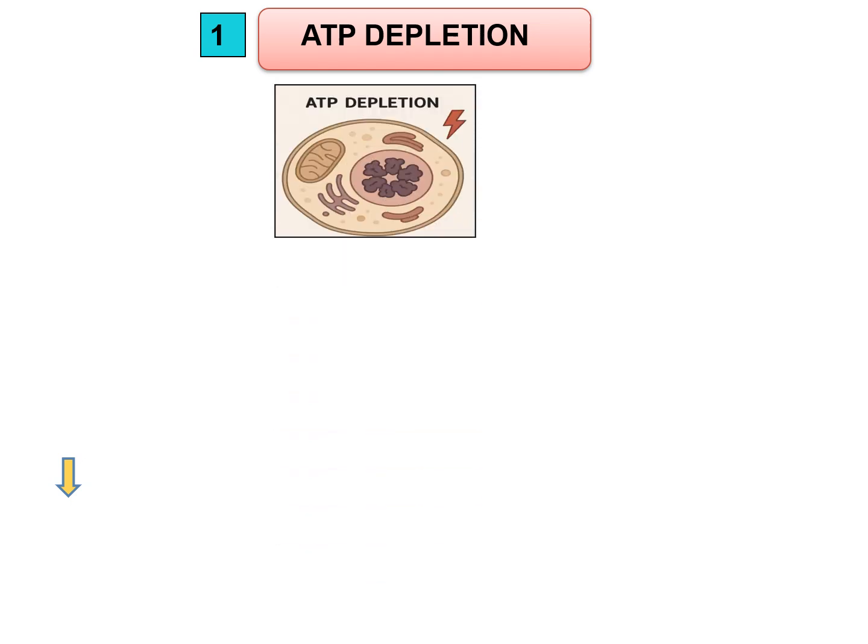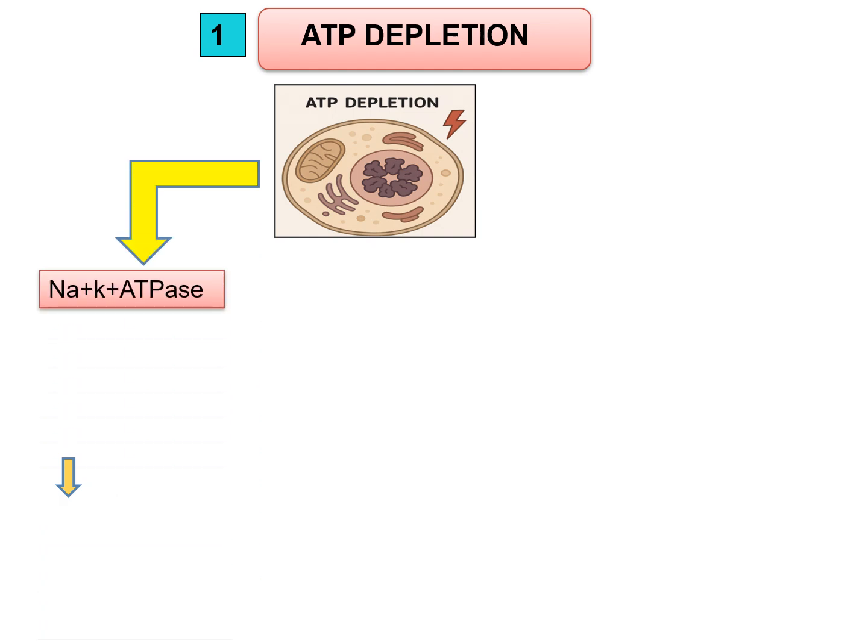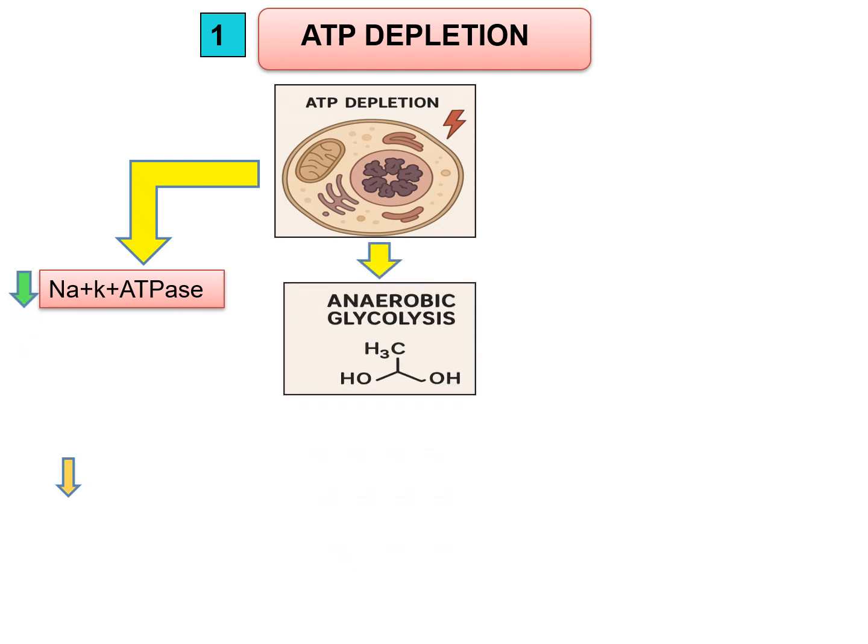First and important mechanism of cell injury is ATP depletion. Normally with ATP depletion, what happens is there is decreased sodium potassium ATPase activity. I will tell you about this in detail in the next slide. The second thing happening because of ATP depletion is shift of cellular metabolism from aerobic glycolysis to anaerobic glycolysis. What is the substrate for anaerobic glycolysis? It is glycogen. So what happens to the glycogen level when there is increased anaerobic glycolysis? The glycogen stores will be decreased.